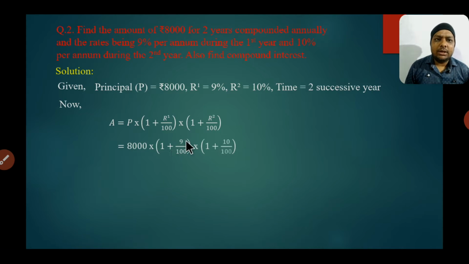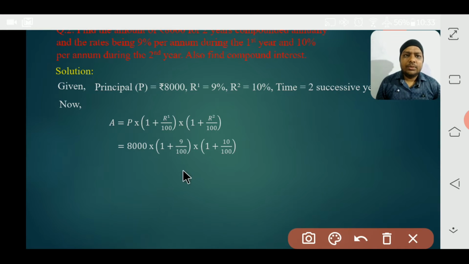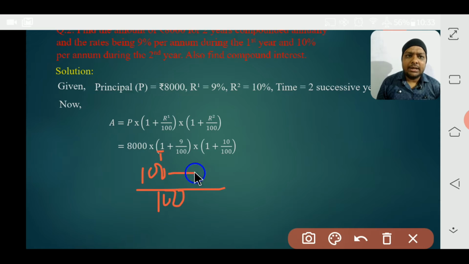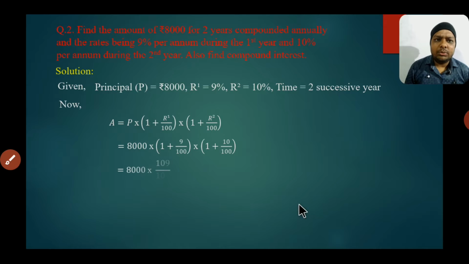Now 8,000 into 1 plus 9 by 100 into 1 plus 10 by 100. After solving it, here you can see we will write 1. Then the LCM of 1 and 100 will be 100. Now it will be 100 plus 9, so it will be 109 by 100. And similarly it will be 110 by 100. Okay. Now, 8,000 into 109 by 100 into 110 by 100.